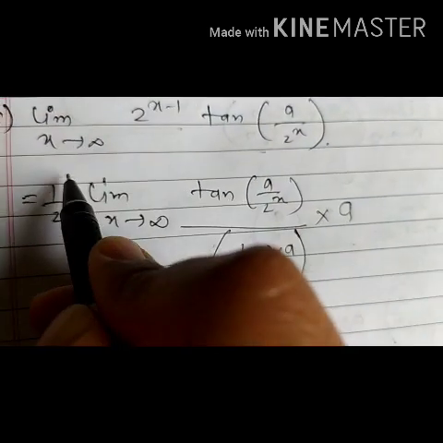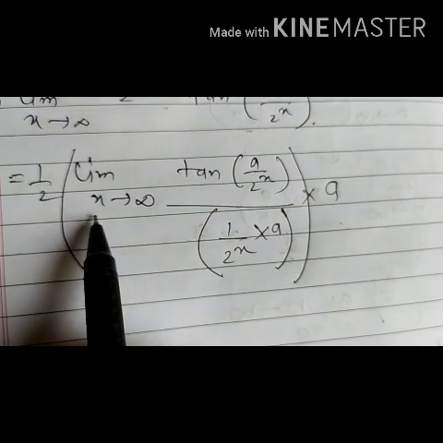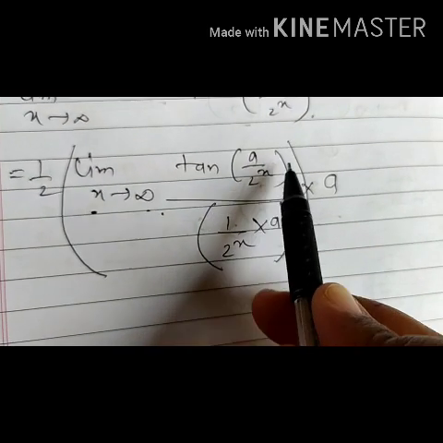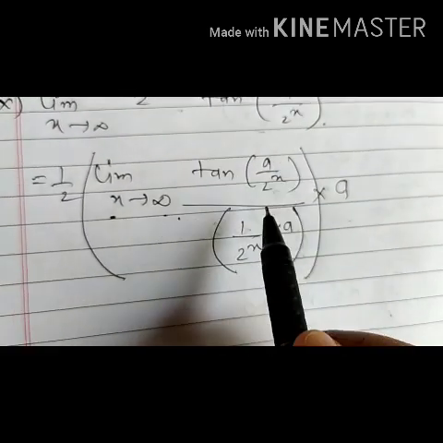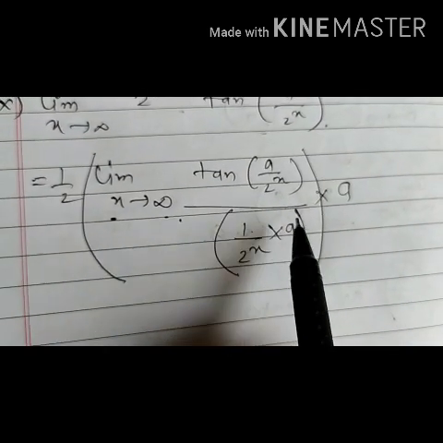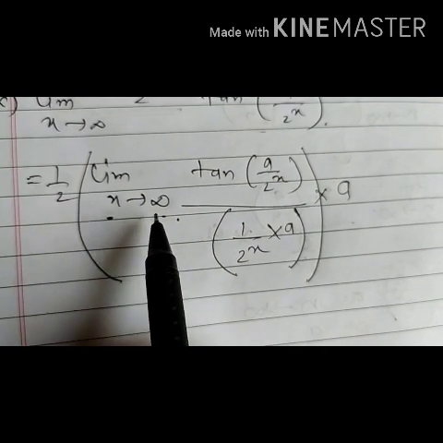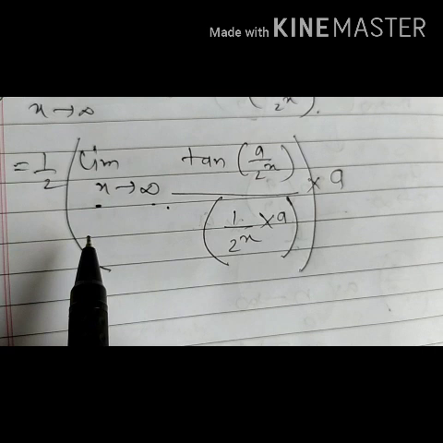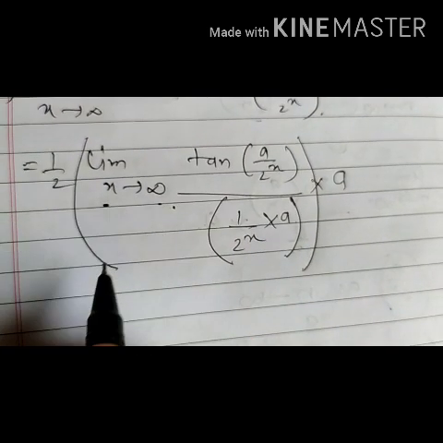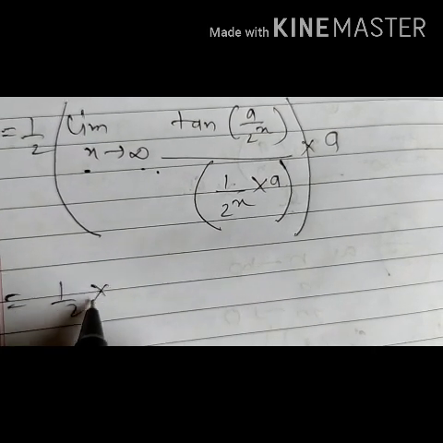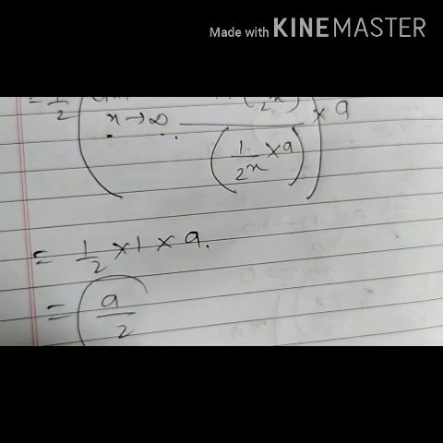Okay, so this limiting value is clearly 1. As x tends to infinity, a by 2x tends to 0, and the angle of the tangent function tends to 0, and the same denominator is there, as its variable tends to infinity, so the angle will tend to 0 as the variable is in the denominator. So this limiting value is 1, so we have 1 by 2 into 1 into a. So your answer is, the limiting value is a by 2.